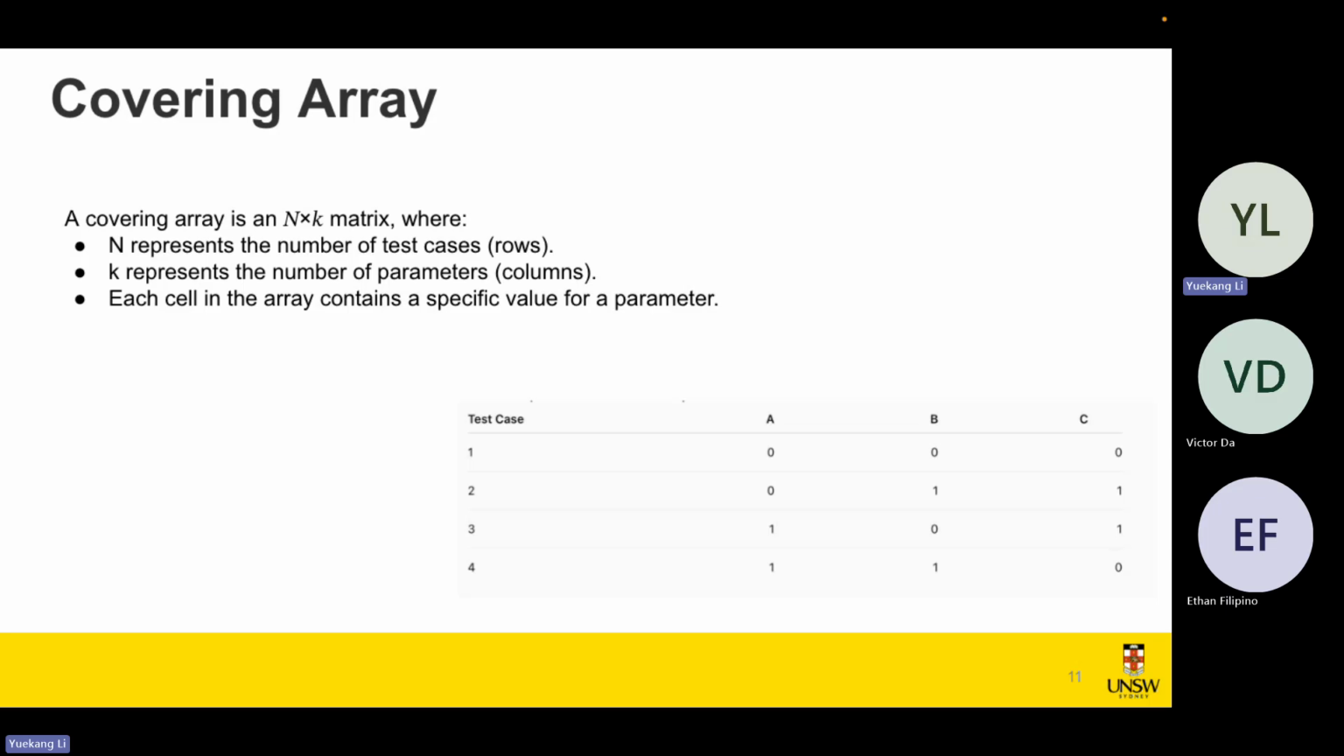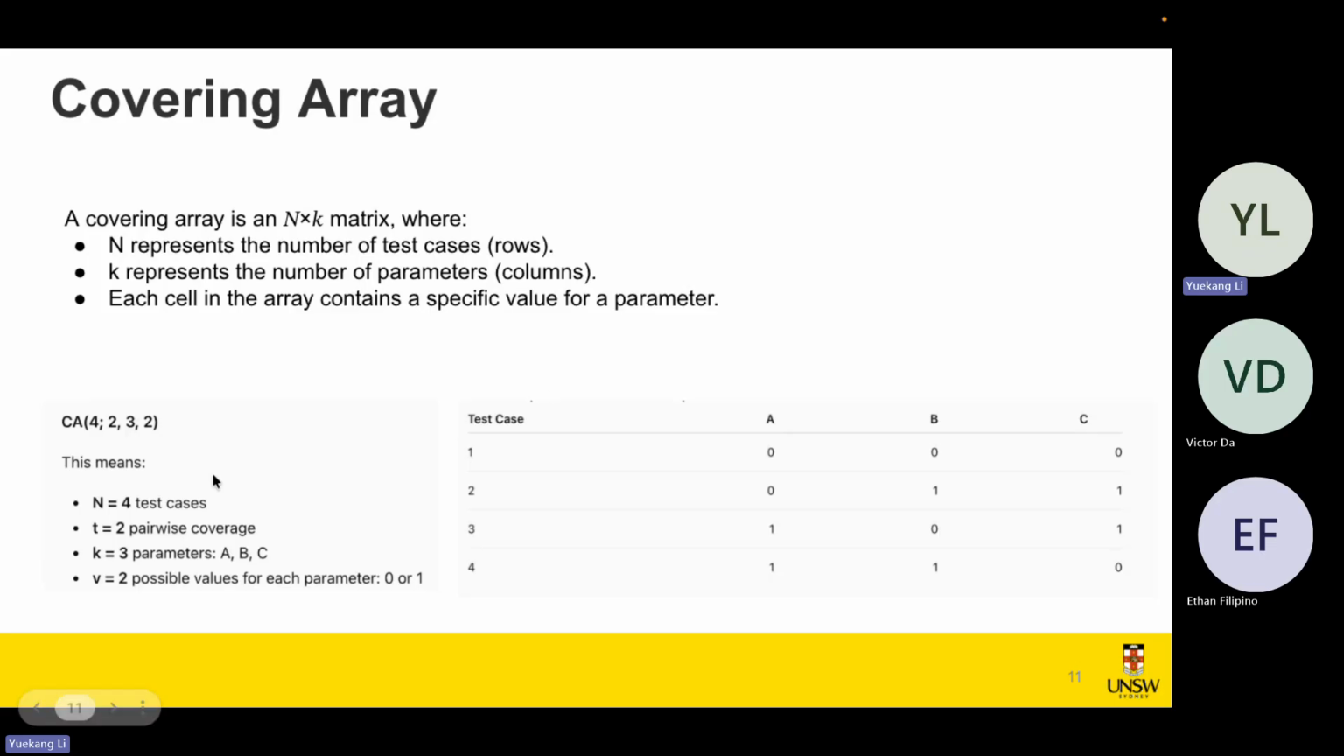We can see an example here. In this example, this is a covering array. This is just a header for denoting the test cases. And you can see this is a 4 times 3 matrix, right? We have 4 rows, so we have 4 test cases, and we have 3 columns, which means that we have 3 parameters, right? And each cell here represents a particular value taken by that input parameter, which is very straightforward.